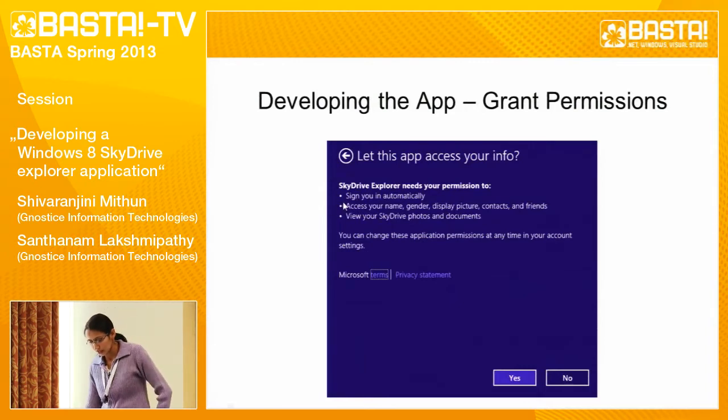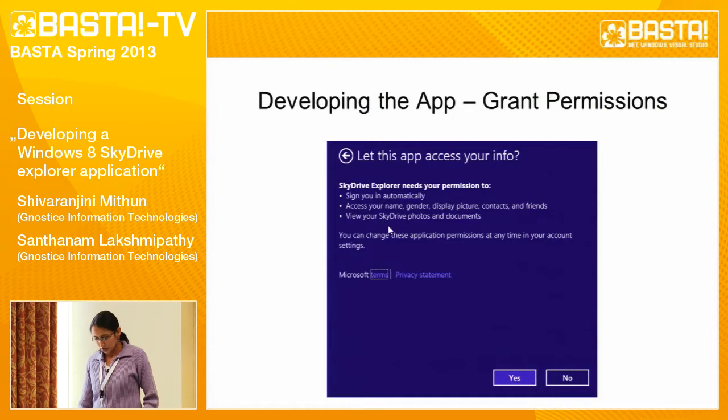As we can see here, for whatever permissions we request, it has listed all the items here. The first one is sign you in automatically, that is for a single sign-on capability, the next one is to access user profile details, and the last one is to access user SkyDrive documents. So once the user says yes, then we can proceed to get their data from SkyDrive and display it in our application.